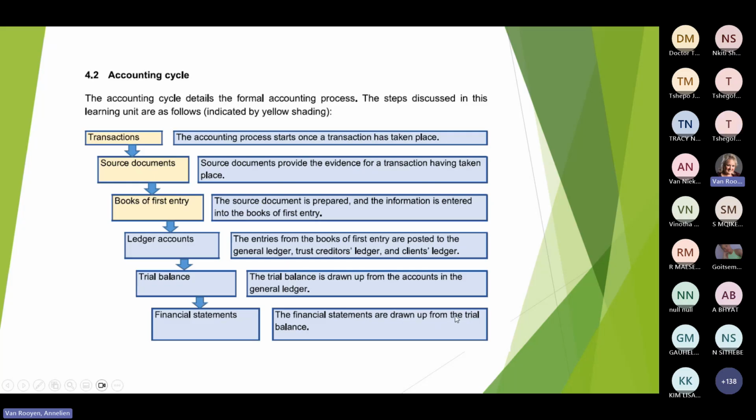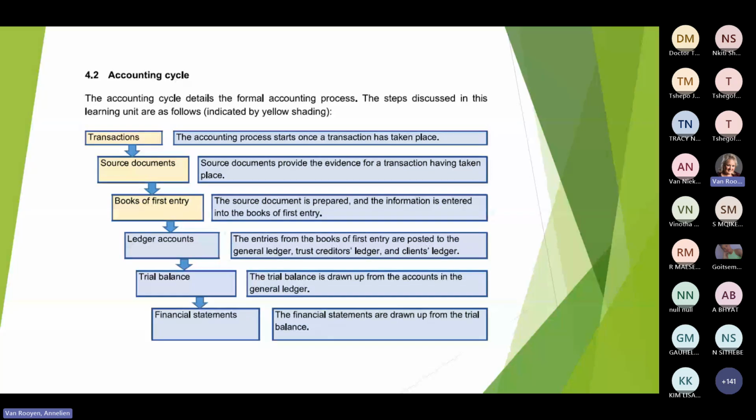Now, every transaction we do on a daily basis. Remember, you might go to an ATM, withdraw some money, get a slip. You go to a petrol station, you get petrol, you pay for it. They give you a receipt, a petrol slip. You go to a KFC or a Nando's, whatever, you purchase chicken, you get a slip. That is your source document.